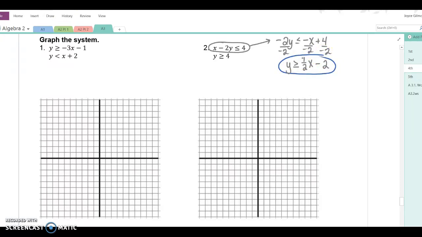As I've been checking some tests, I have noticed there are still some people graphing slightly incorrectly. Remember that this negative 2 is where you start on the y-axis. So from 0, 0, we are going to go down 2, and that's where we're going to start on the graph. So everyone make sure that you are starting in the correct place on the graph. A slope of 1/2 means up 1, right 2.